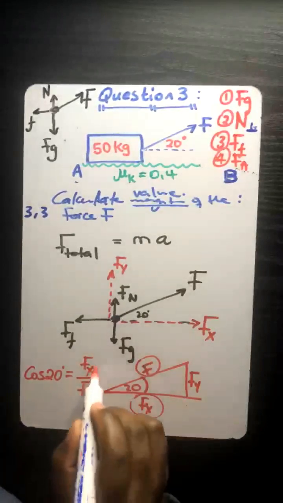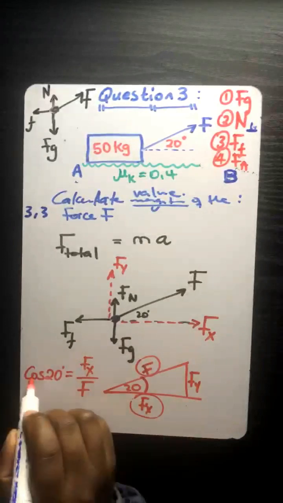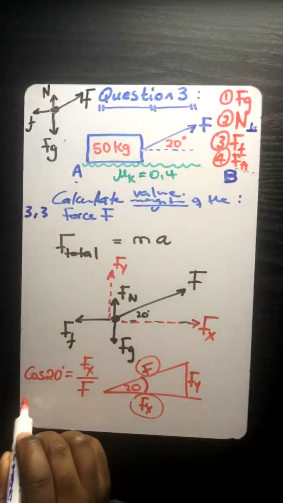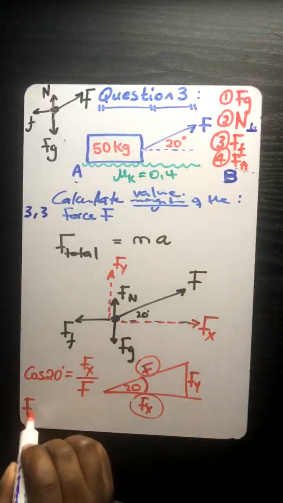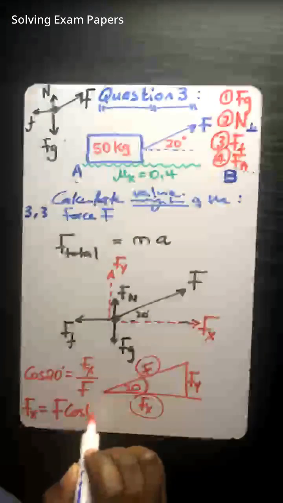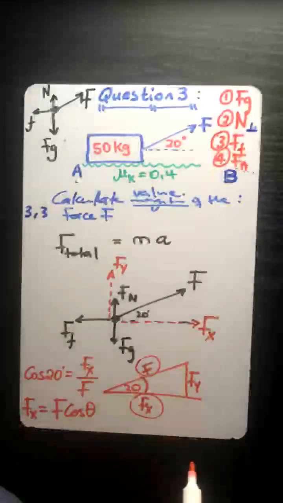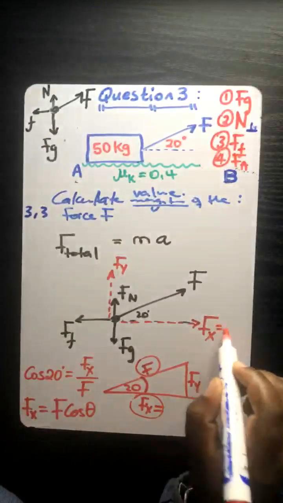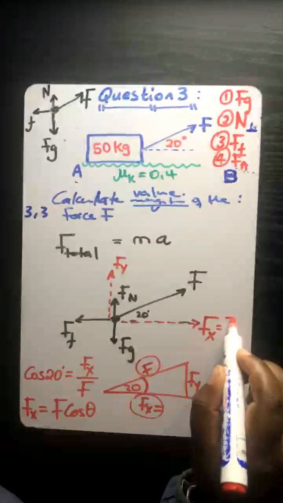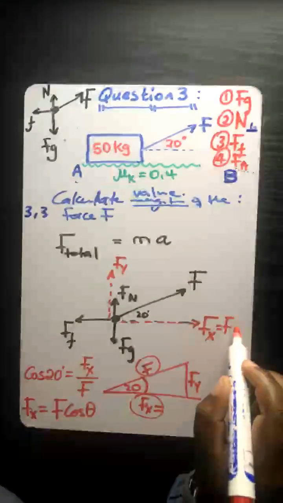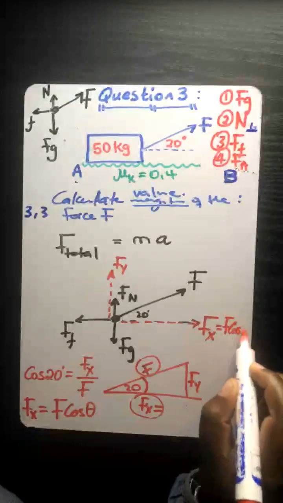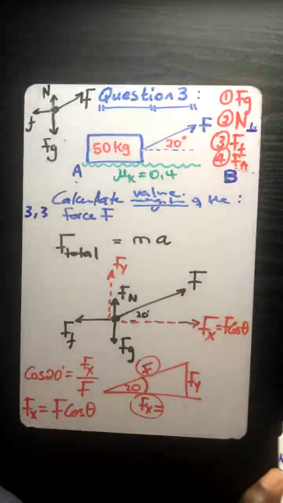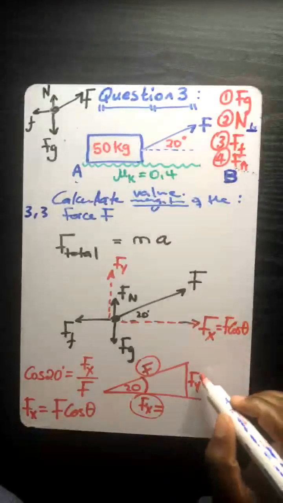So if you want to know what that is, obviously you cross multiply. So that means Fx is equal to F cos of whatever the angle is. Let me just say angle theta, just to generalize. So that means F horizontal is actually equal to that force, which is at an angle, cos of that angle.